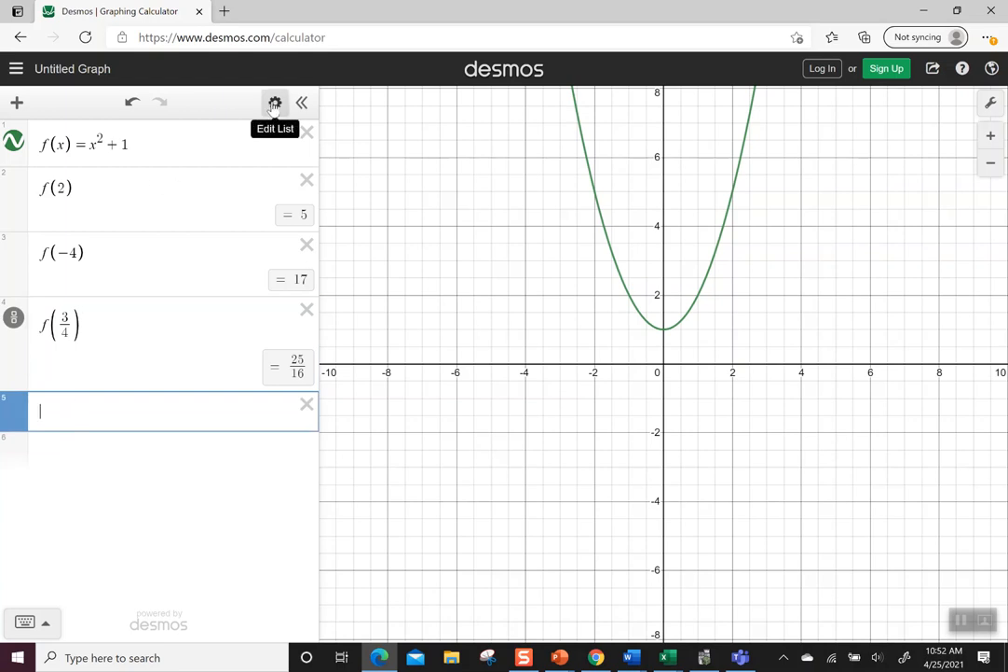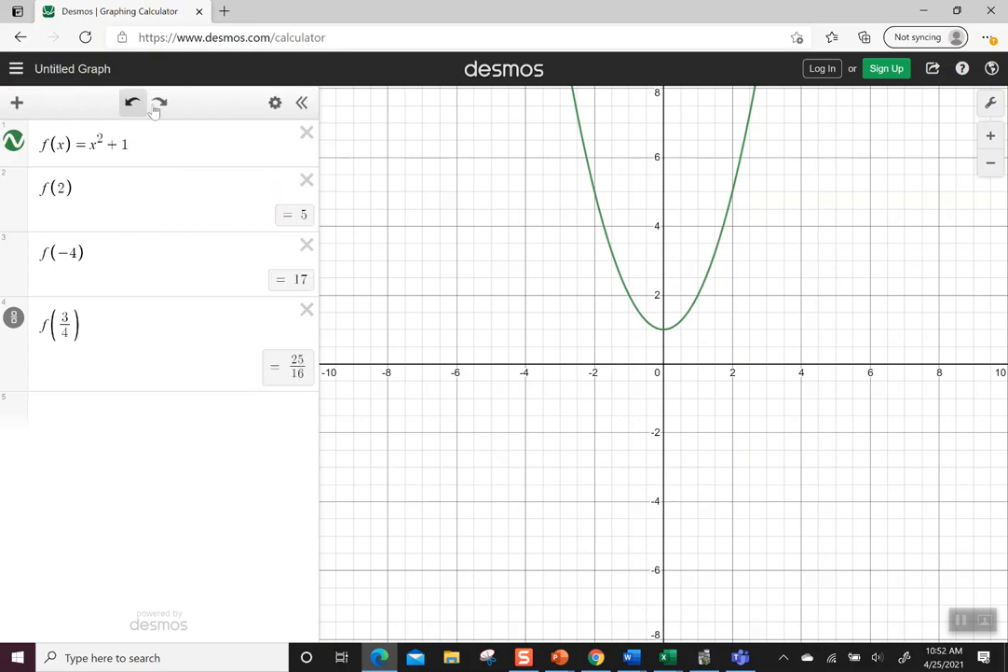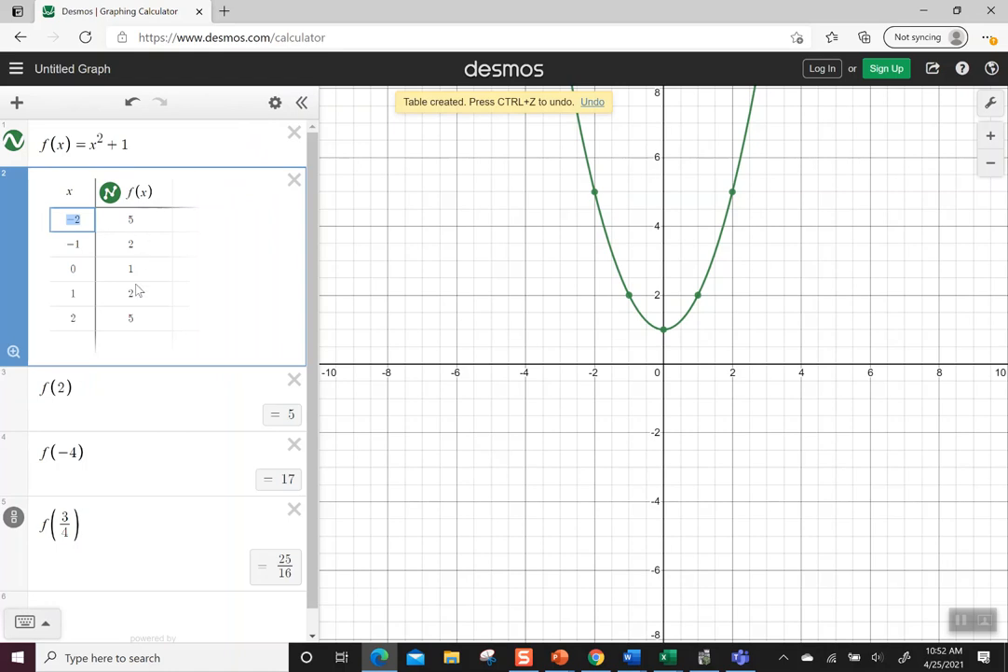If you want to do a bunch of numbers at once, then you could go to the settings and tell it to add a table. So I went to the gear. Let's go back and show one more time. I went to the little gear where it says edit, and beside the function it says convert it to a table, and then it pops up some standard values: -2, -1, 0, 1, 2.